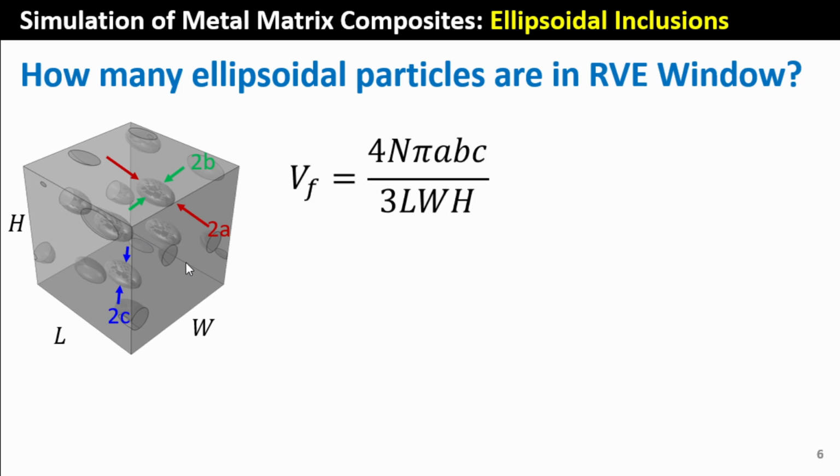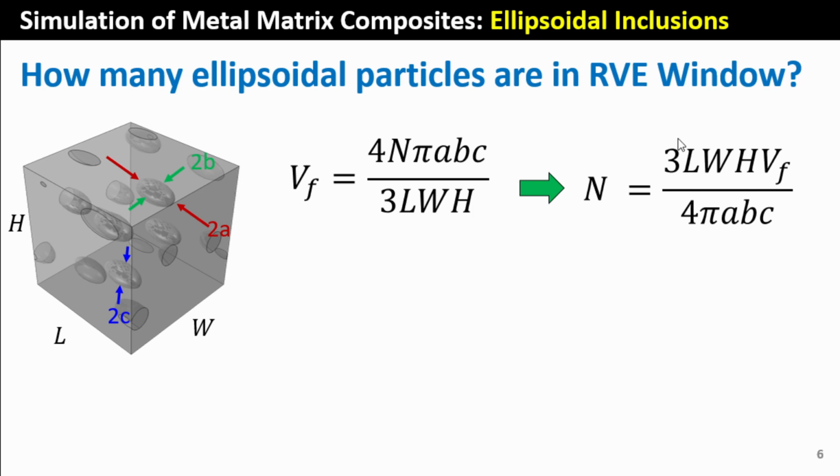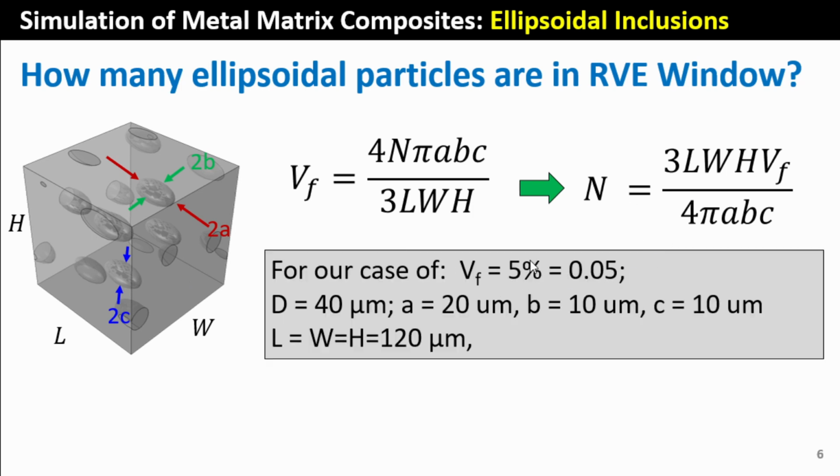If we use that, the volume of an ellipsoid is 4 over 3 pi ABC. We'll use it divided by the volume of the structure here. If you do some rearranging, you end up with this relationship. For our case here, we're working with a 5% volume fraction, which is this. The diameter of the sphere in which it is being circumscribed is 40. If I take 50% of that, I get 20 microns, and 25% of that, I get that. So this is basically how I'm making a decision on the shape of the ellipsoid that we're using.